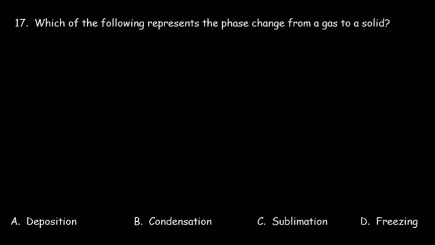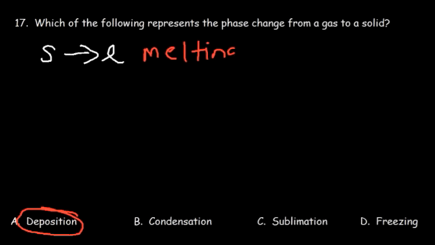Number 17. Which of the following represents the phase change from a gas to a solid? Now this is something you have to know. The answer for this is deposition. So let's review all the different phase changes. From a solid to a liquid, it is called melting. Think of an ice cube turning into liquid water. It melted. Now, from a liquid to a gas, this is known as vaporization.